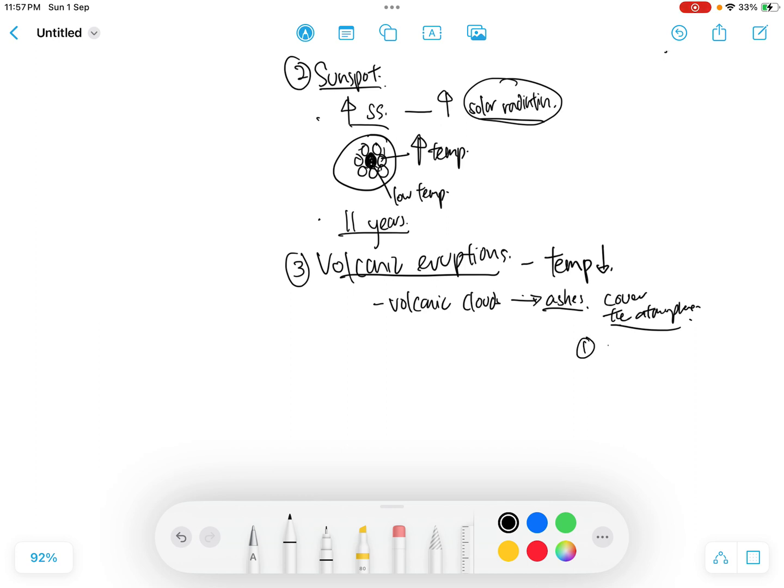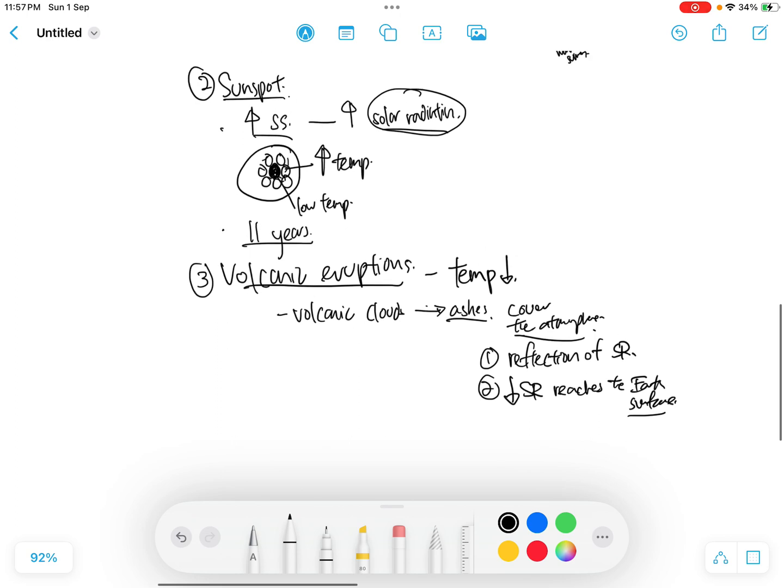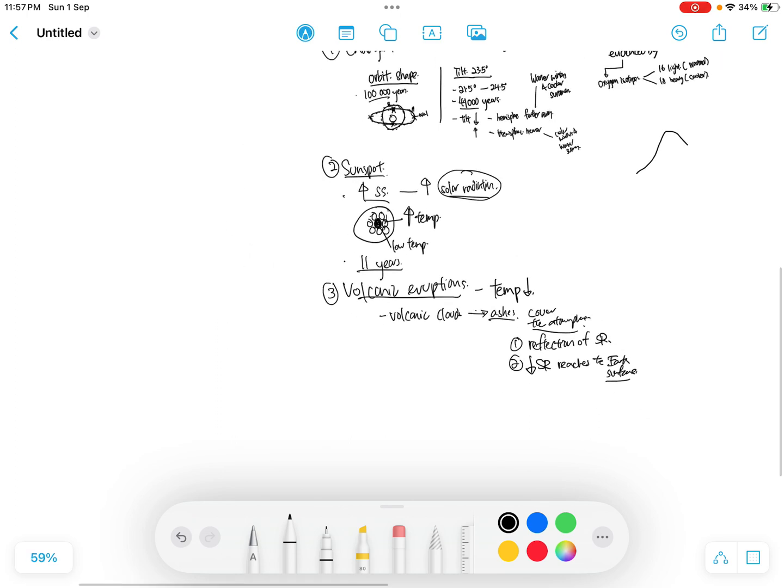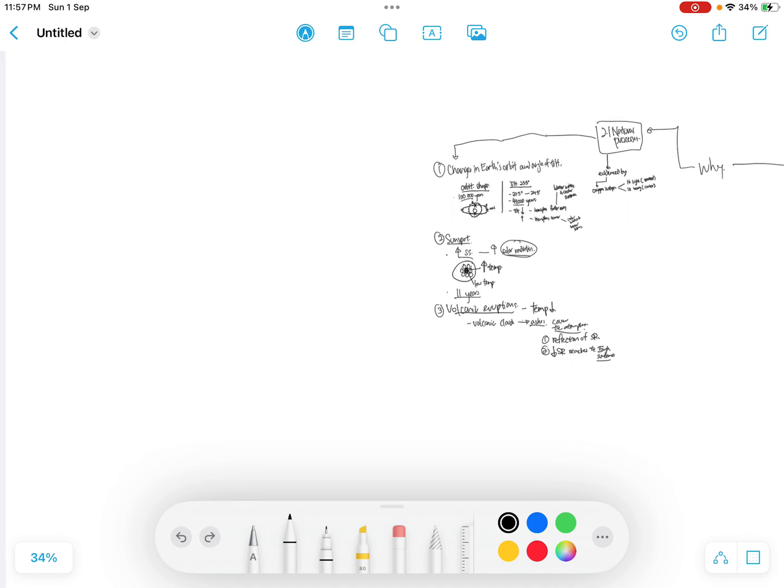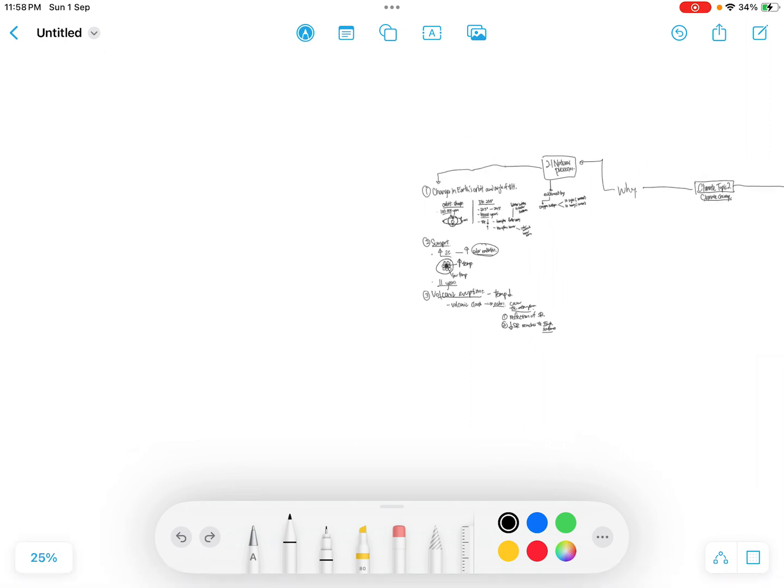Firstly, there is more reflection of solar radiation. Secondly, it also means less solar radiation reaches the Earth's surface. So it acts like a protective layer, like an extra ozone layer sort of thing, right? So that is the natural processes that we talk about.